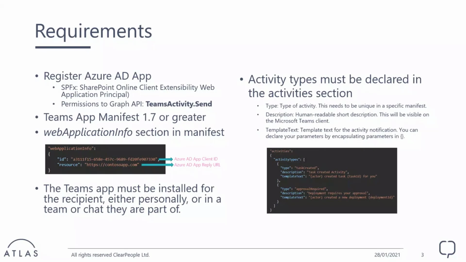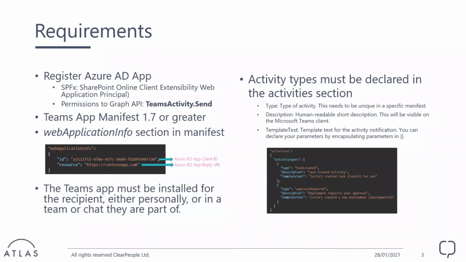And also the Teams application must be installed for the recipient. That might be the team or the chat or even the user that you want to send the notification. And finally, you have to specify also in the manifest the activity section, defining the kind of activities, activity types that you want to use when sending the notification.